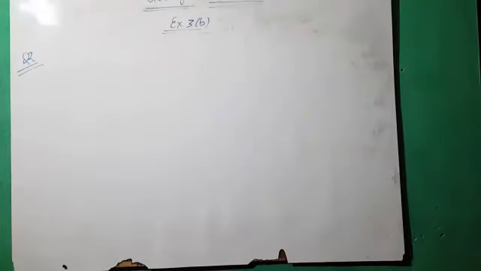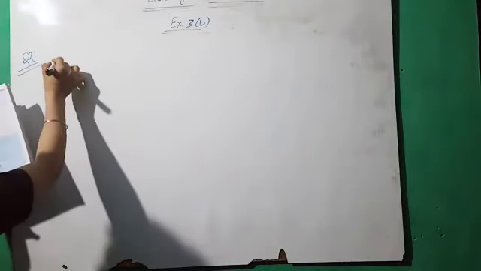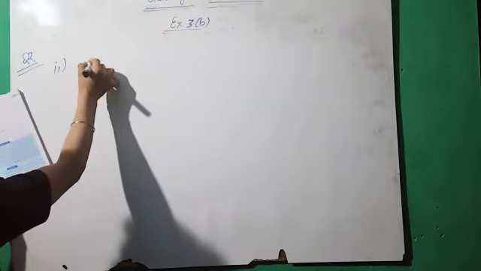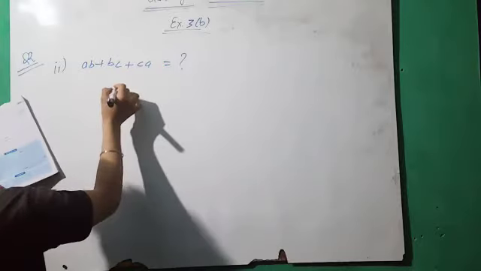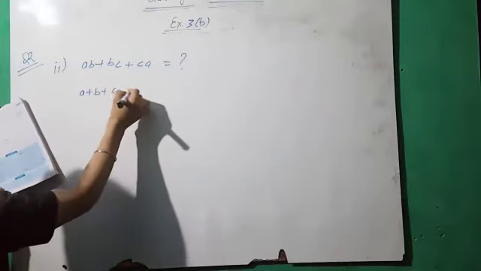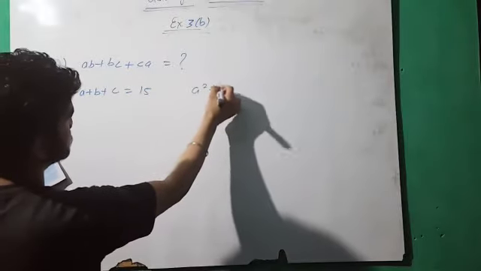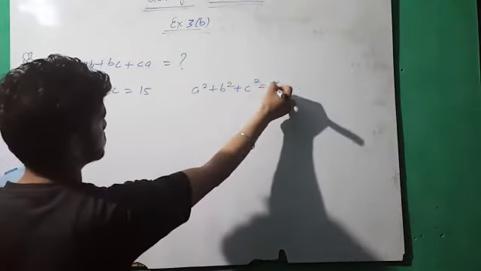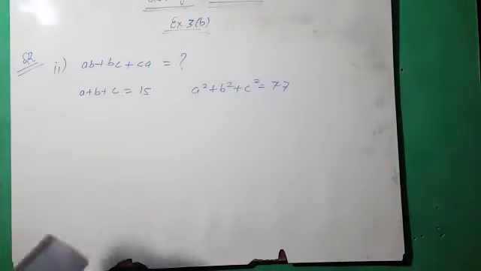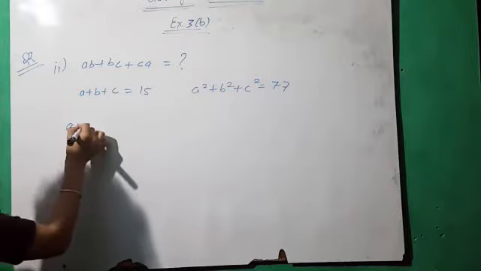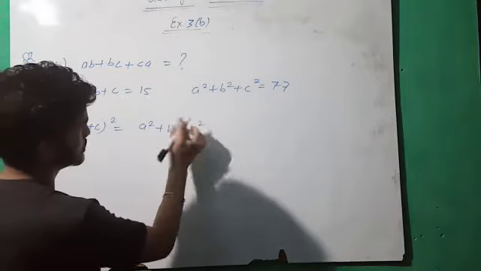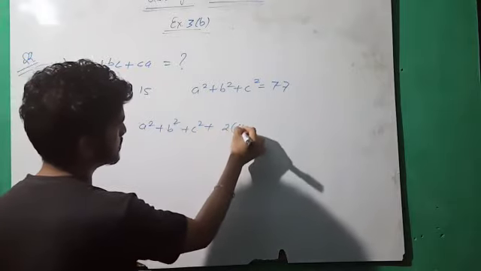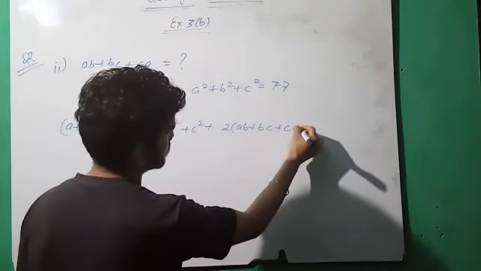Question number second, part second. The first part is your homework in rough copy, the third part in fair copy, and question number second we will discuss here. AB plus BC plus CA, we have to find out this, if A plus B plus C equal to 15 and a square plus b square plus c square equal to 77. This is a very simple question actually, all the parts. Just we have to apply the formula of (a plus b plus c) whole square: a square plus b square plus c square plus 2 (ab plus bc plus ca). We have to find out this part.